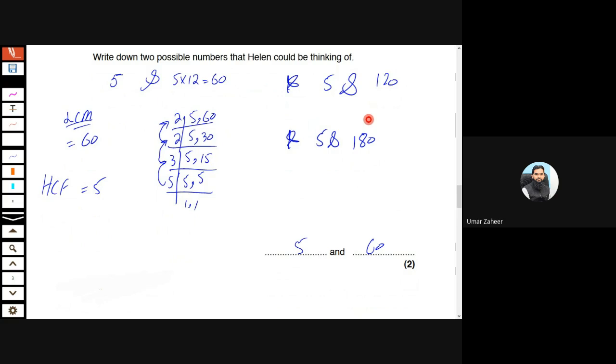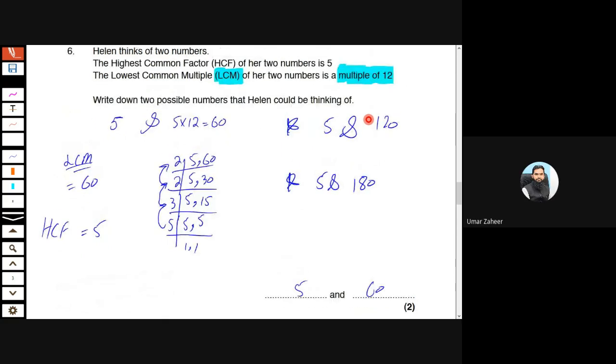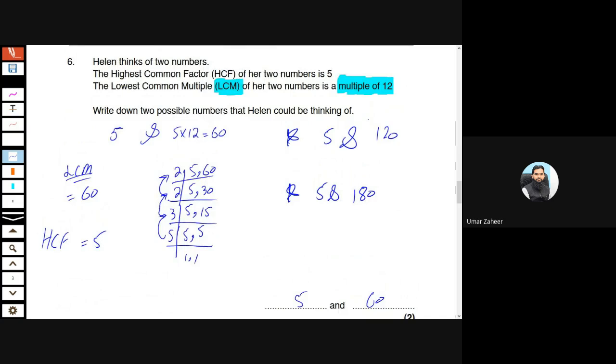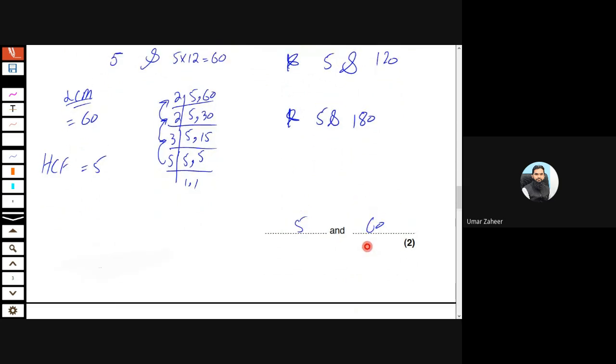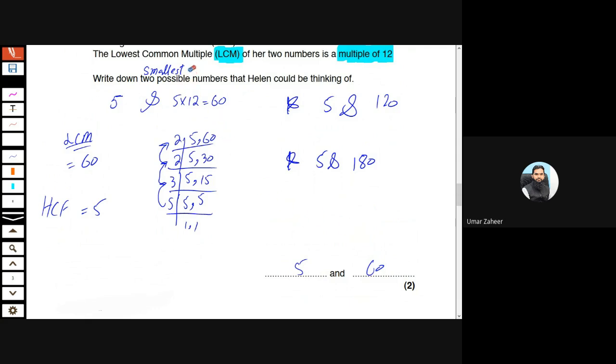Is it clear? Yes, sir. If the question adds one thing, that you have to find the smallest possible numbers that Helen could be thinking of, then the smallest possible numbers can be 5 and 60. Got it? But there is no such condition here, so it can be 5 and 120, it can be 5 and 180, and you can find any other multiple of 60 as well.